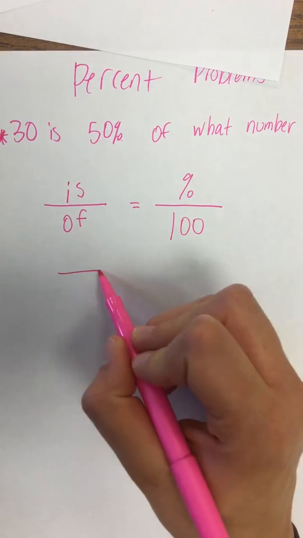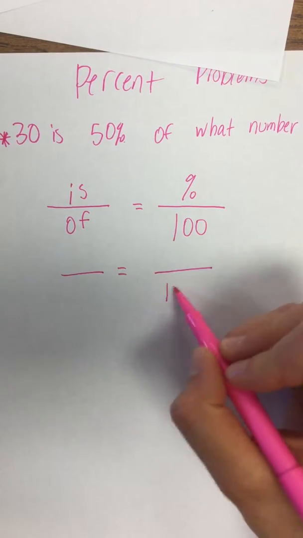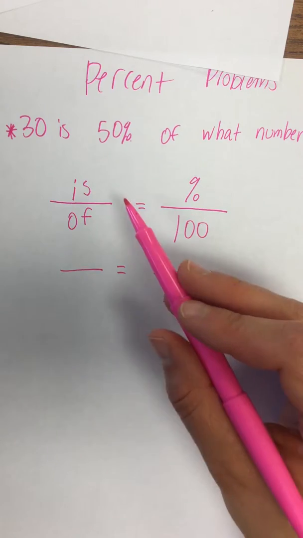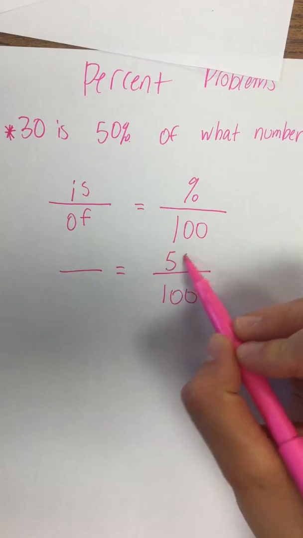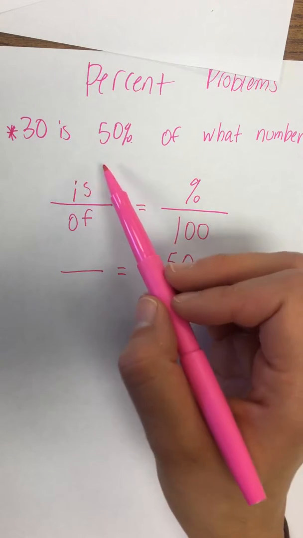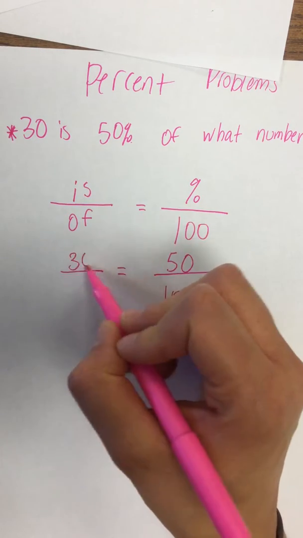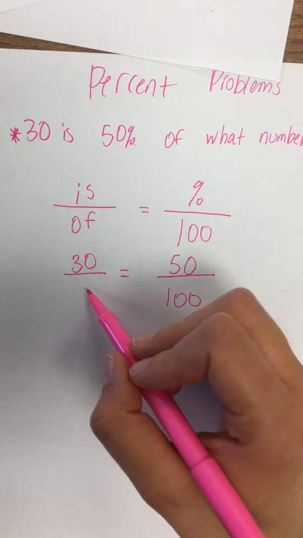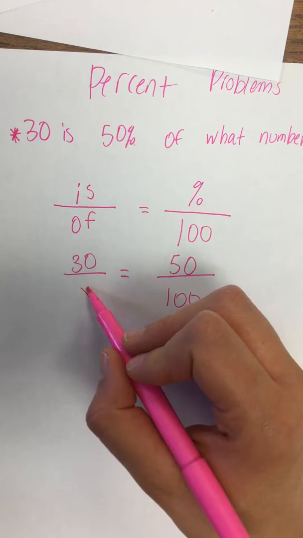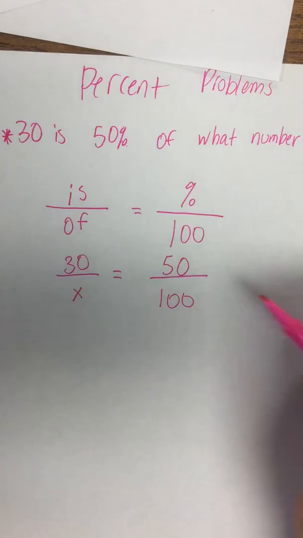So when I look at that problem and I rewrite it, 100 always is going to stay there. If I know the percent, I'm going to put it on top. I do know the percent, 50%. Now we figure out where 30 goes. It says 30 is, so 30 goes on is. And we don't know the of. So for now, you can leave it blank. You can also just use a variable, which we go over later in class. So you could leave it blank, that's fine.